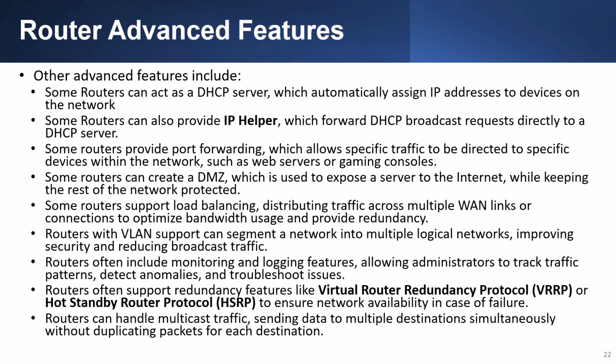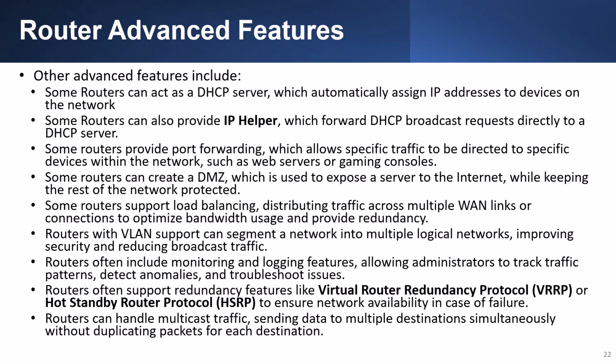Other advanced features include some routers that can act as a DHCP server, which automatically assigns IP addresses to devices on the network. Some routers can also provide IP helper, which forwards DHCP broadcast requests directly to a DHCP server. Some routers provide port forwarding, which allows specific traffic to be directed to specific devices within the network, such as web servers or gaming consoles. Some routers can create a DMZ, which is used to expose a server to the internet while keeping the rest of the network protected.